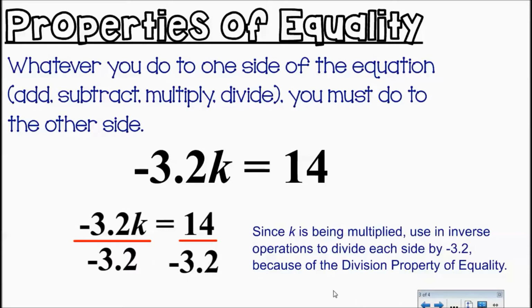And when you actually do that, let's see what you get. 14 divided by 3.2 is 4.375. So k equals, and it would be a negative because you have different signs, 4.375. Make that bigger so you can see it. There you go.